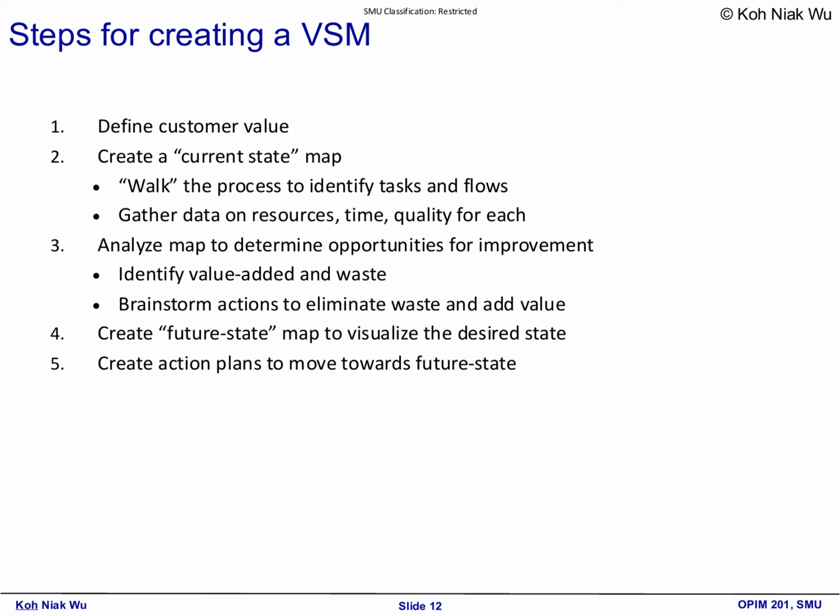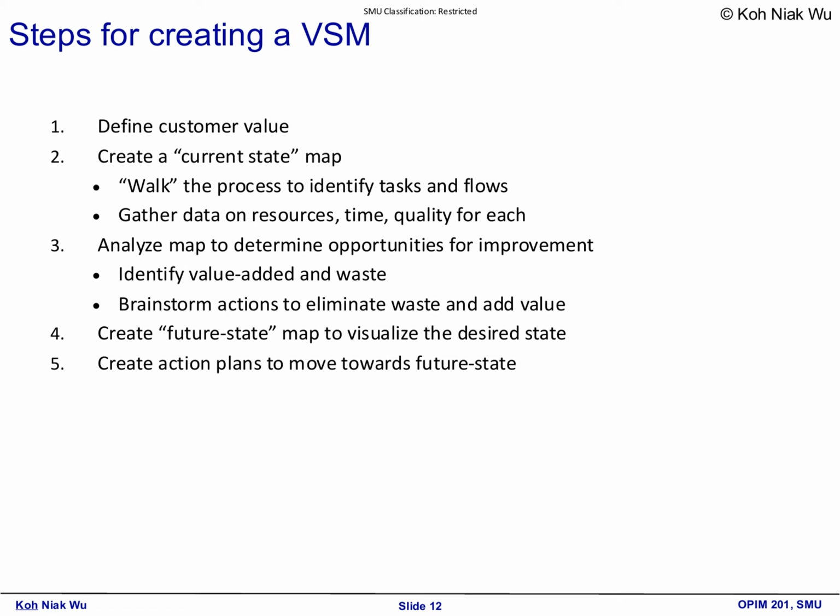3. Analyze the map. Once you have your current state map, look for opportunities to improve. Identify which activities add value and which do not. For example, if you find that packaging takes longer than necessary due to waiting for materials, that's a non-value added activity. Brainstorm actions. Engage your team in discussions about how to eliminate waste and add value.